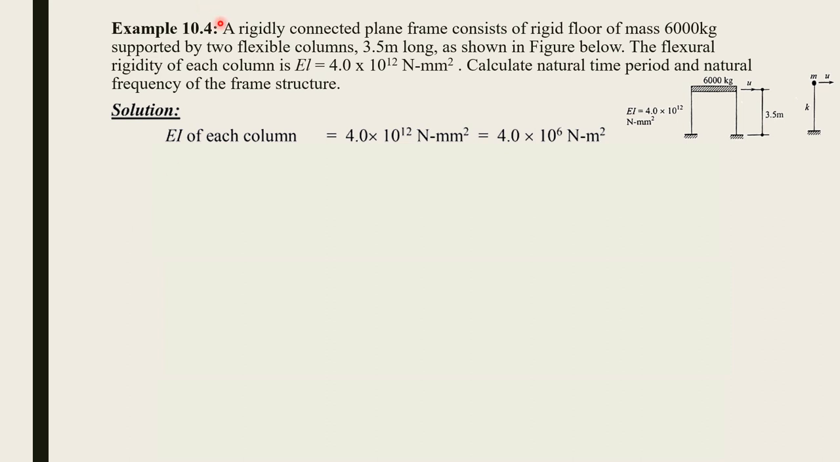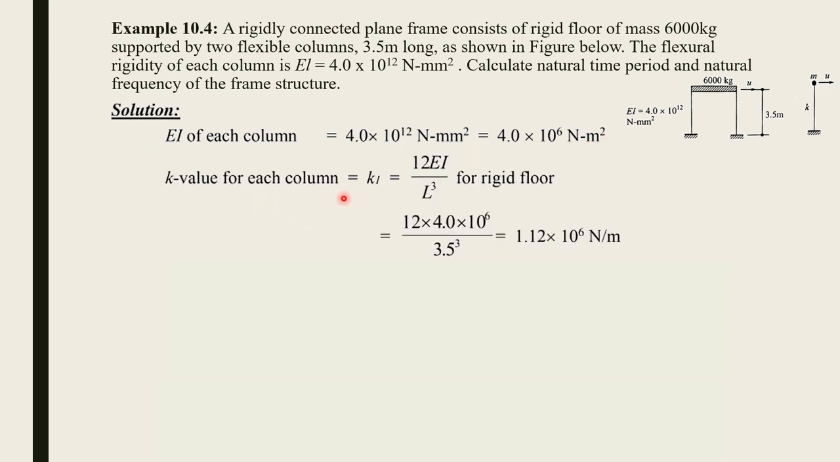Now example 10.4. A rigidly connected plane frame consists of a rigid floor of mass 6000 kg, supported by two flexible columns 3.5 meter long, as shown in the figure below. The flexural rigidity of each column, EI, is equal to 4 times 10 raised to the power 12 newton millimeter square. Calculate the natural time period and natural frequency of the frame structure. EI of each column is 4 times 10 raised to the power 12 newton millimeter square, divided by 1000 square, so the value is 4 times 10 raised to the power 6 newton meter square.